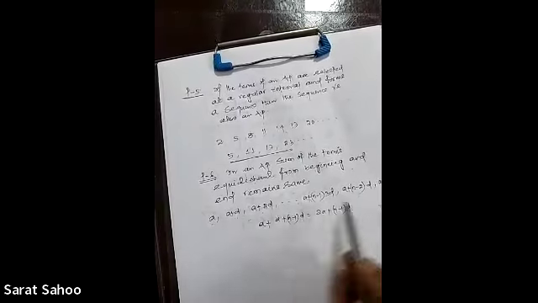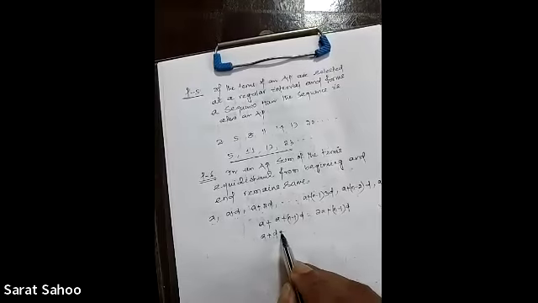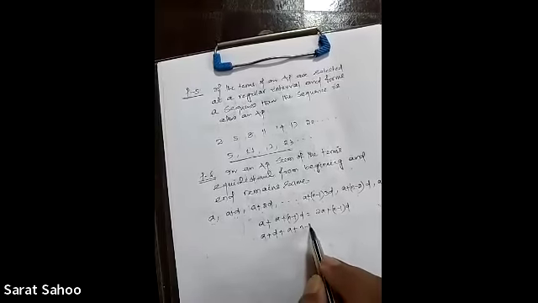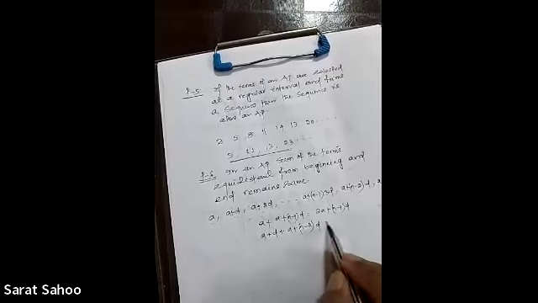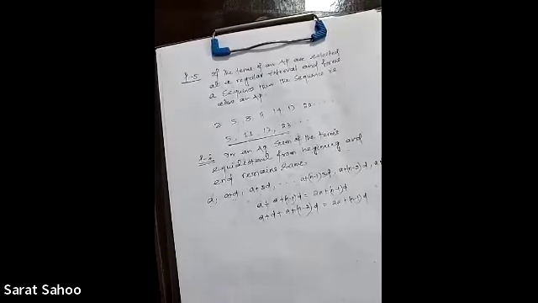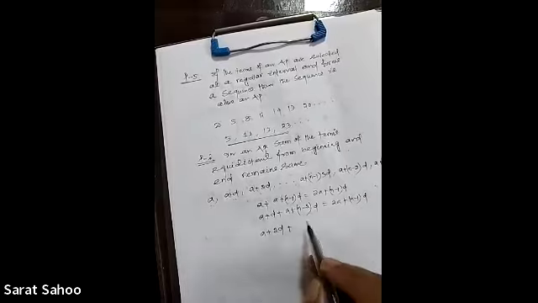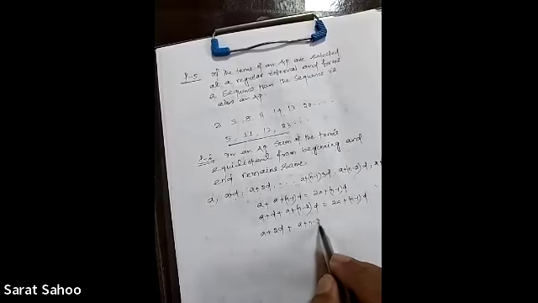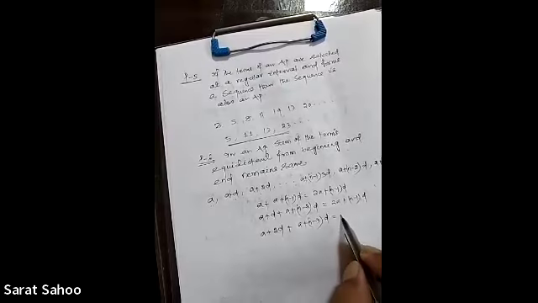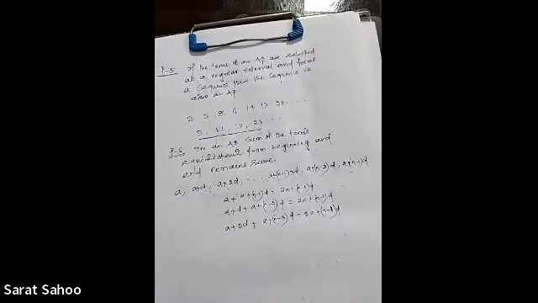Sum of the second term from the beginning and the second term from the end: A plus D plus A plus n minus 2 into D, which is equal to 2A plus n minus 1 into D. Third term from the beginning, A plus 2D, plus third term from the end, A plus n minus 3 into D, is again 2A plus n minus 1 into D. So the sum of the terms equidistant from the beginning and end remains the same.